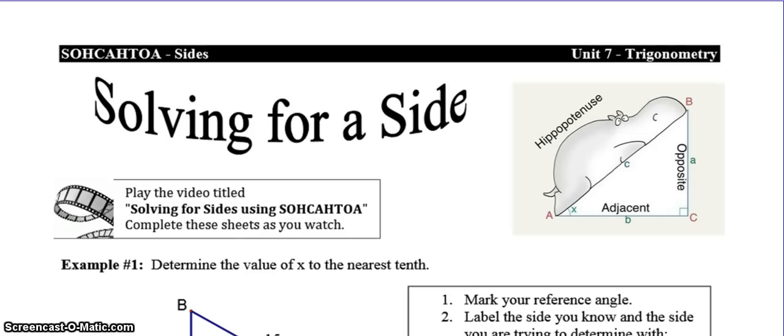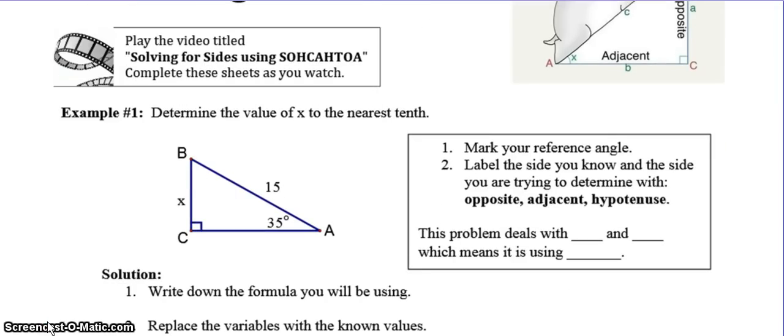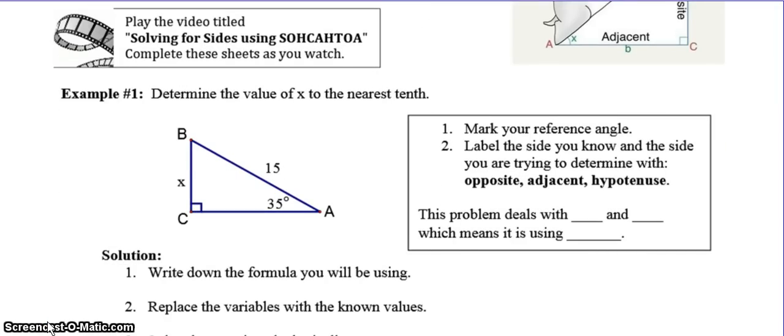Hi there. Today we're going to learn how to solve for an unknown side length using the SOHCAHTOA part of trigonometry. So the very first thing I want you to do before we get started is to look down at your calculator and make sure it is in degree mode. If you need to press pause on the video so that you can make sure your calculator is in degree mode, do that now. Otherwise, let's get started.